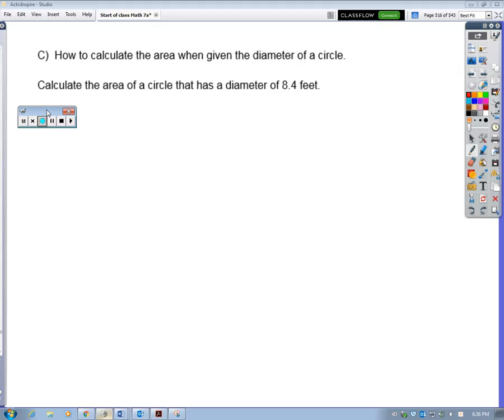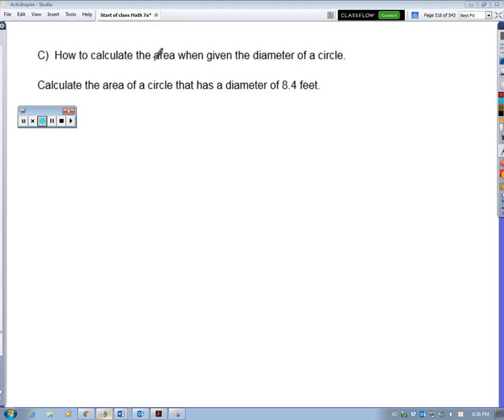Okay, the second one, this time we're going to calculate the area if we're given the diameter of the circle. So we want to calculate the area of a circle that has a diameter of 8.4 feet. Here's our formula again. Area equals radius to the power of 2 times pi.